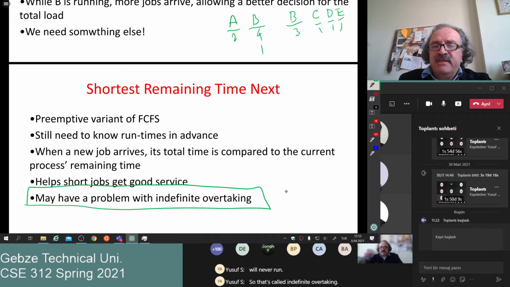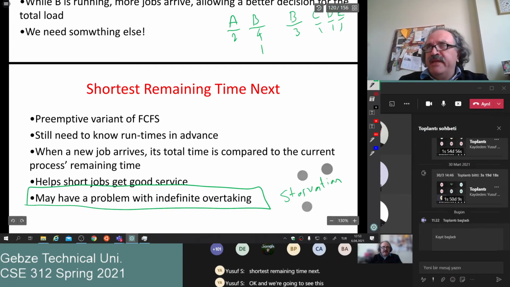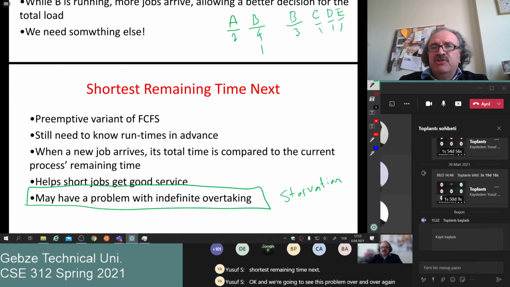Sometimes we call this starvation. B is starving. B cannot get any CPU time. That's not a good thing with shortest remaining time next. We are going to see this problem over and over again. For now, we don't have a solution. Of course, we can suggest something, but we will see some solutions for this problem later.